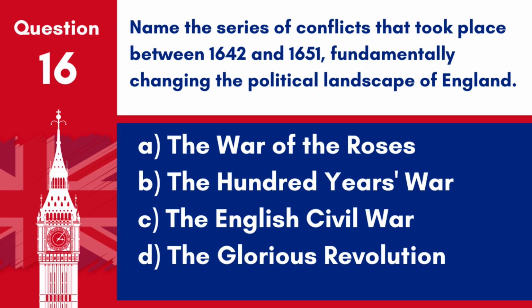Question 16. Name the series of conflicts that took place between 1642 and 1651, fundamentally changing the political landscape of England. A. The War of the Roses, B. The 100 Years' War, C. The English Civil War, D. The Glorious Revolution. Answer: C. The English Civil War. The series of conflicts that took place between 1642 and 1651, fundamentally changing the political landscape of England, is known as the English Civil War.